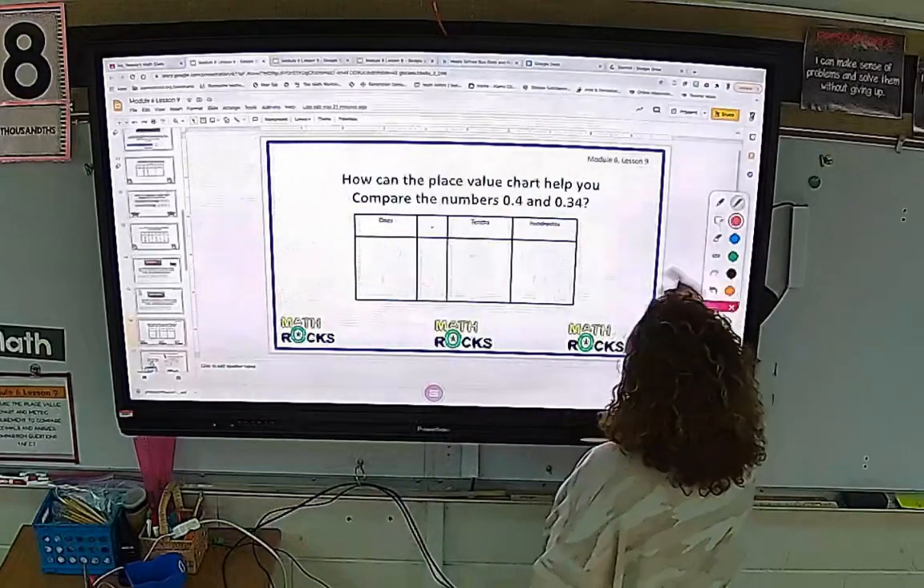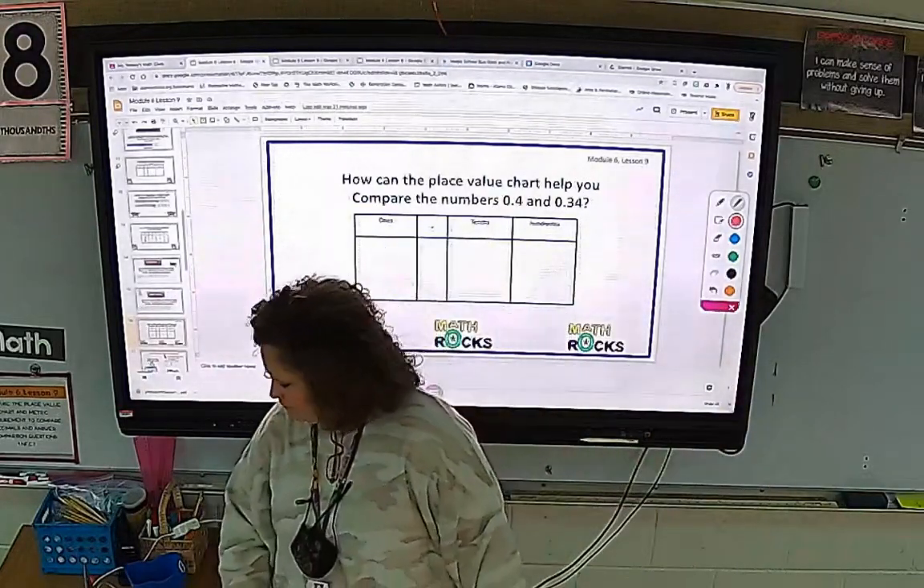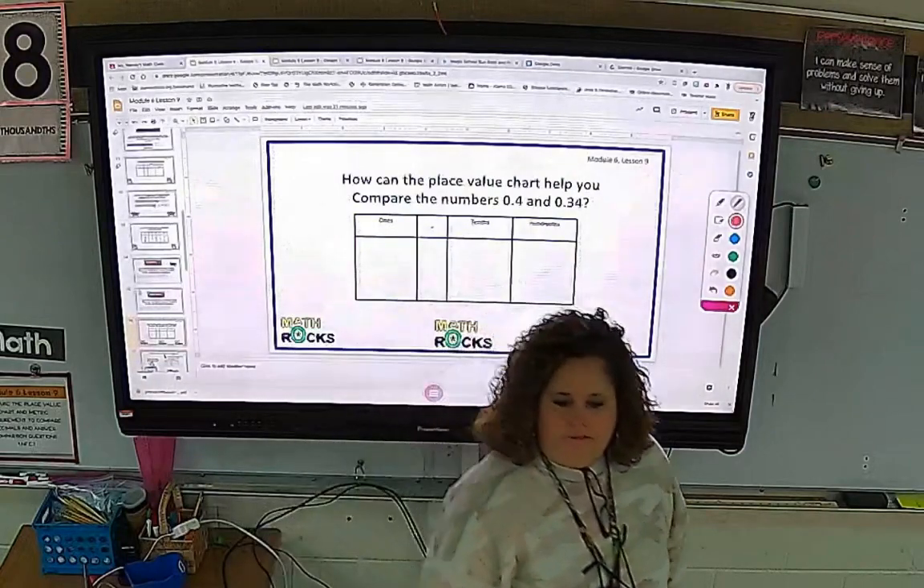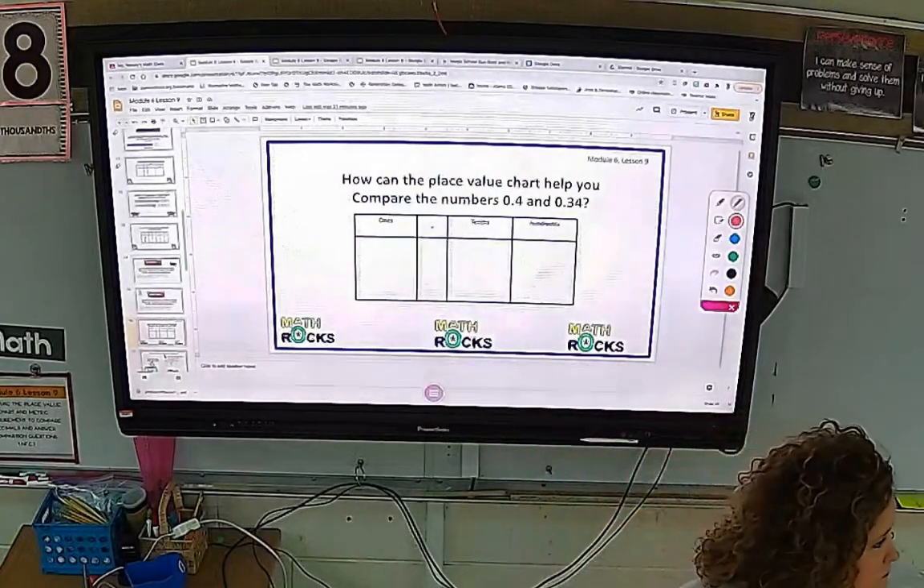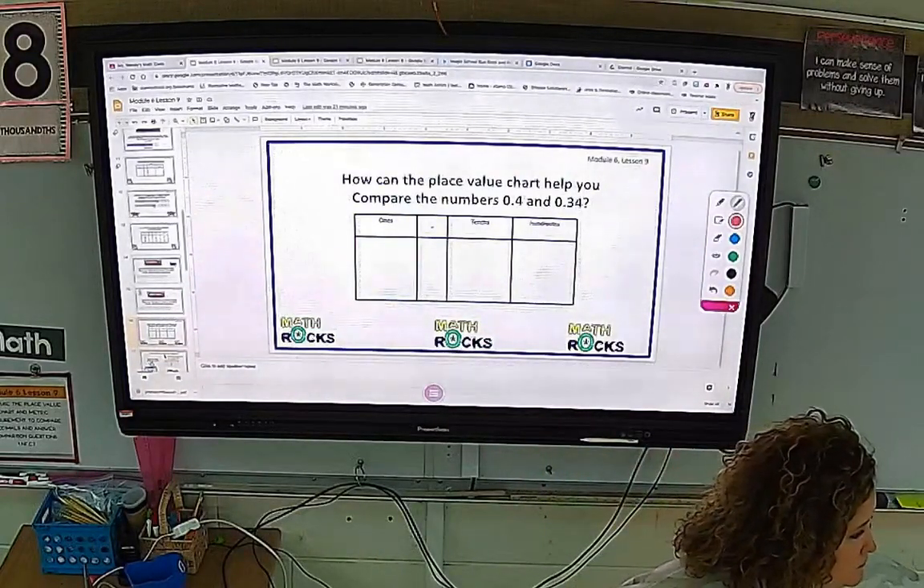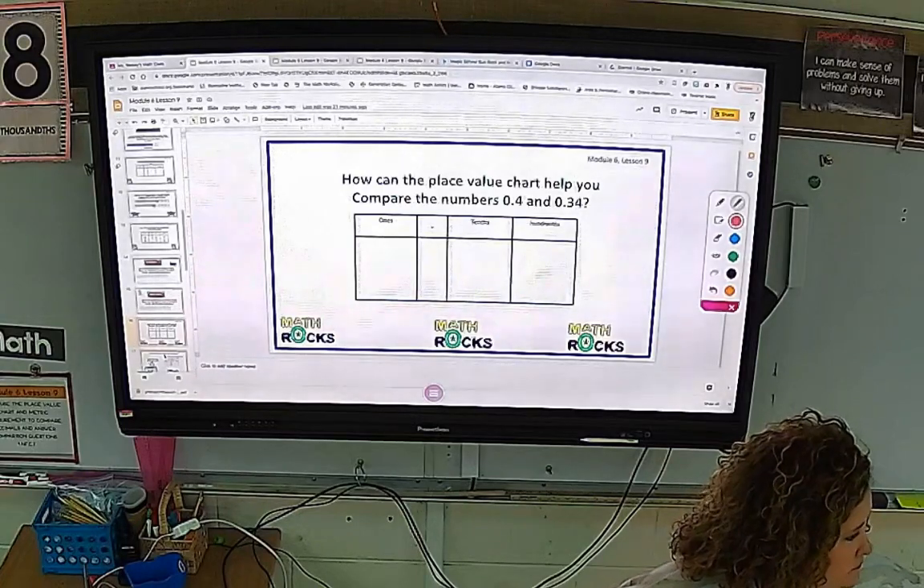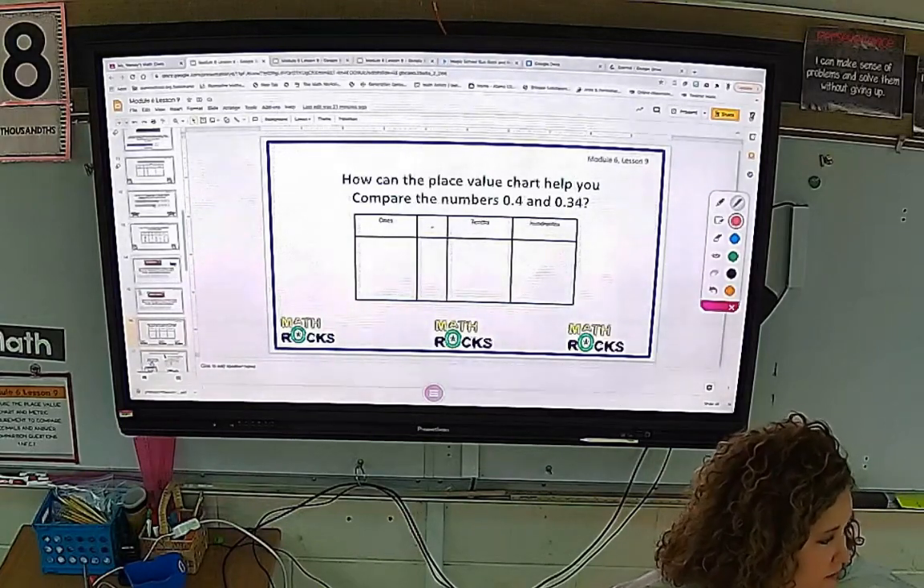Mine weighs 3.9. Miss Wendy, my shoe is 7.5. How do you know that? Okay, now that's not the measurement, that's the size of the shoe.